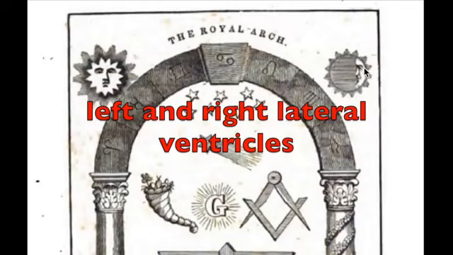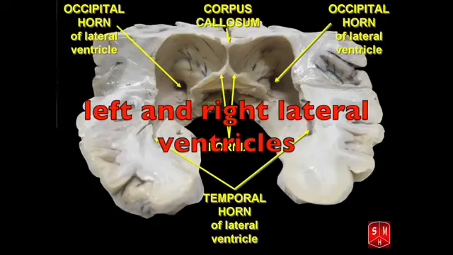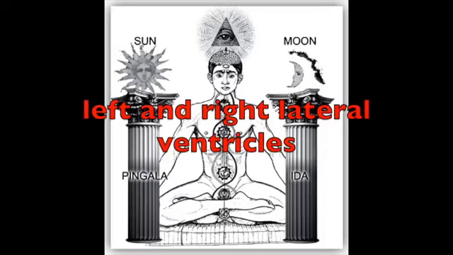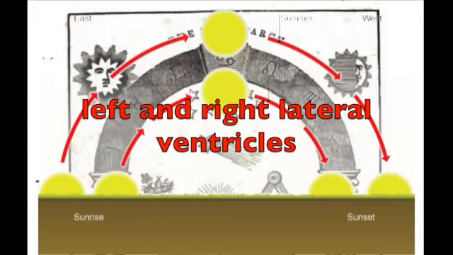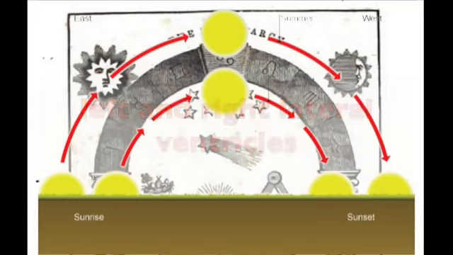The left and right hemispheres, which also correspond to the first and second ventricle of the human brain, the twin pillars, the twin towers, the twin pillars of the sun and the moon. And what we're looking at here is the horizon. We're looking at the axis of the zodiac wheel.